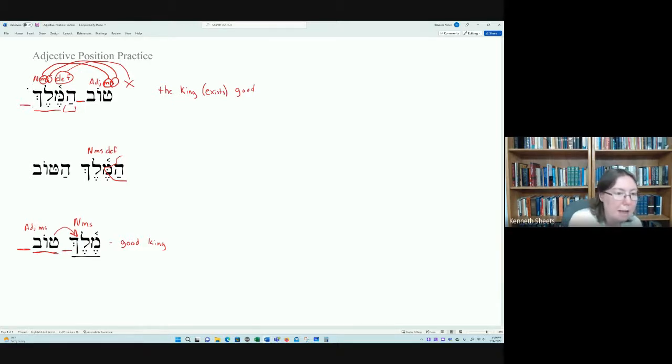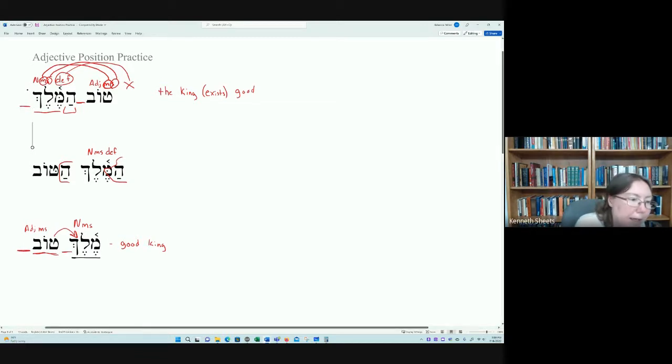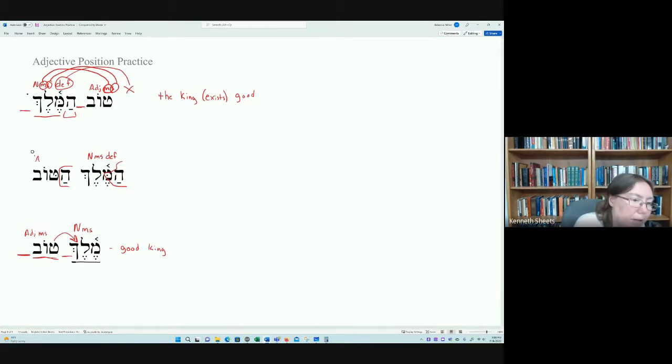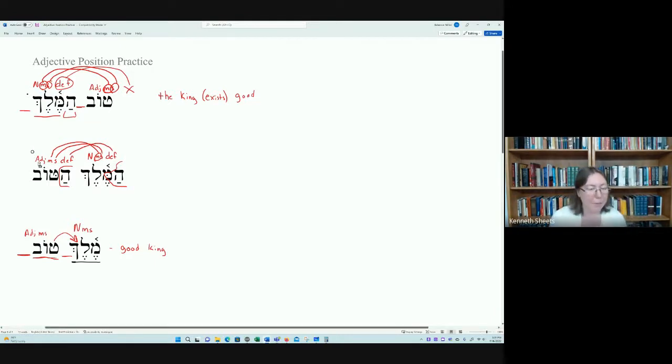Then I come over here, hatov. Well, this is the same form of the adjective that we saw up above, but the only difference being that it has the article, hey, with a pathak followed by a dagash forte. So I have an adjective then, and it is masculine, singular, and it is definite. So there is then agreement in terms of gender, there is agreement in terms of number, and there is even agreement in terms of definiteness here.